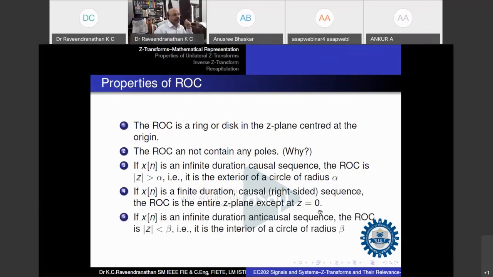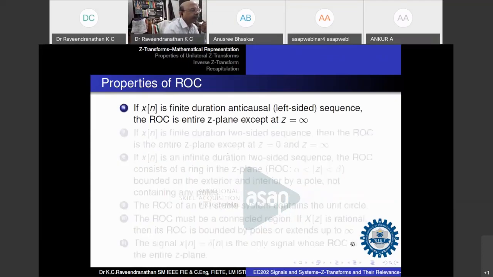Then if x of n is an infinite duration anti-causal sequence, the ROC is |z| less than beta, and it is the interior of a circle of radius beta. In the previous case, it was the exterior of alpha. Then if x of n is a finite duration anti-causal left-sided sequence, the region of convergence is the entire Z plane except z equal to infinity.